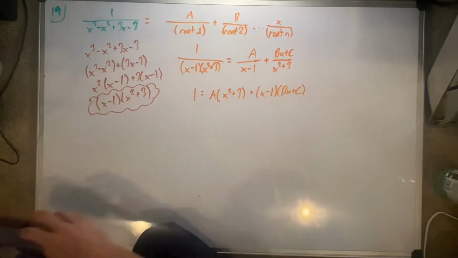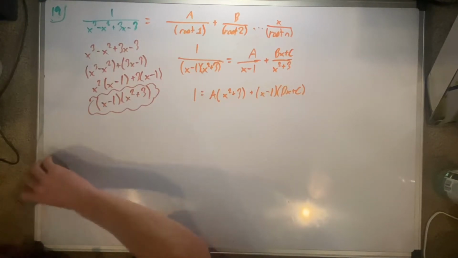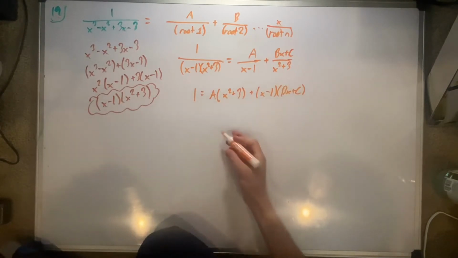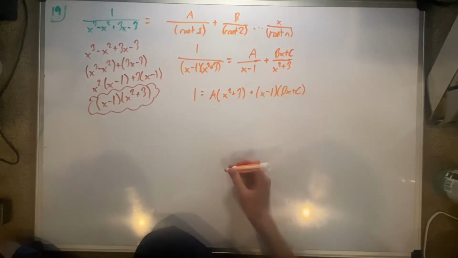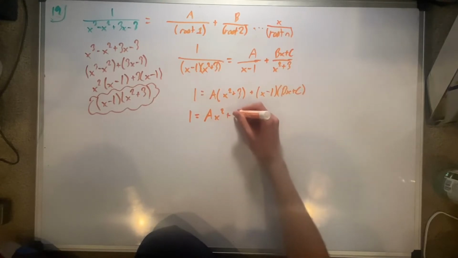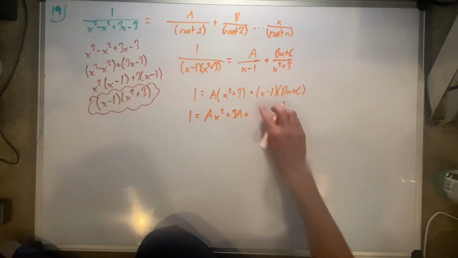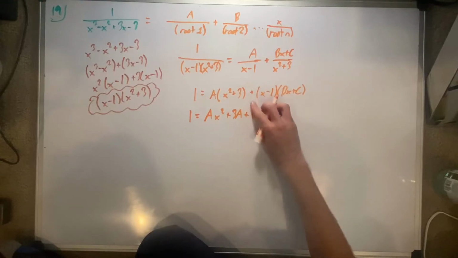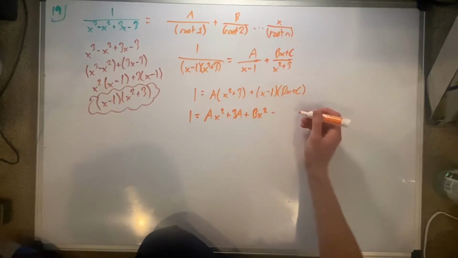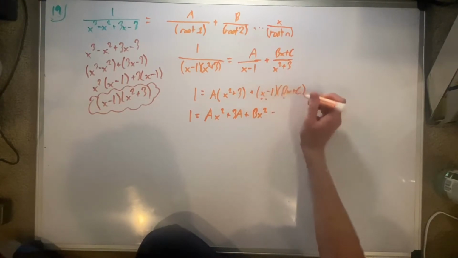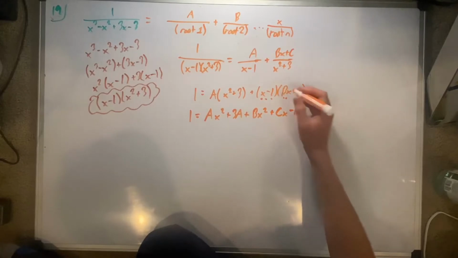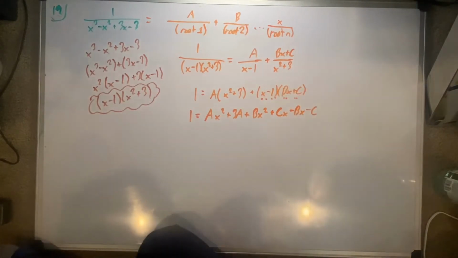Now, there are two ways to go about this. I'm going to use the first one to display the first rule, which is, I forget the actual name for it, but it's a form of pairing. So we are going to simplify all of this out. We're going to go 1 is equal to ax squared plus 3a plus, and then FOIL this out. So we'll get bx squared minus, so we're going to get bx squared plus cx minus bx minus c.